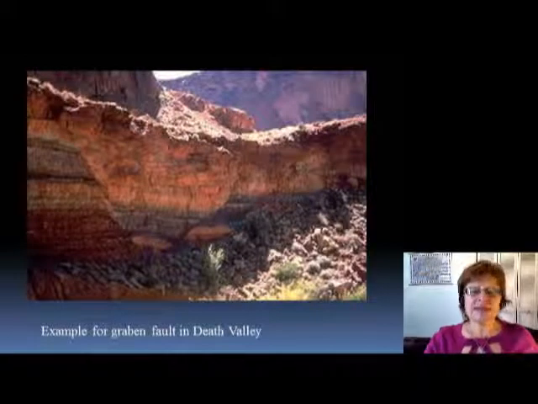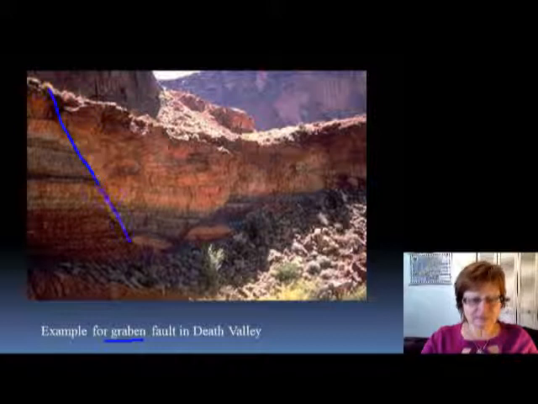And this slide was made in Death Valley, this picture I should say. And you can see a typical, yes, I hope you all said graben fault, actually it says it right there. You have the two facing each other normal faults. This is the fault line for one fault, and that's the other.